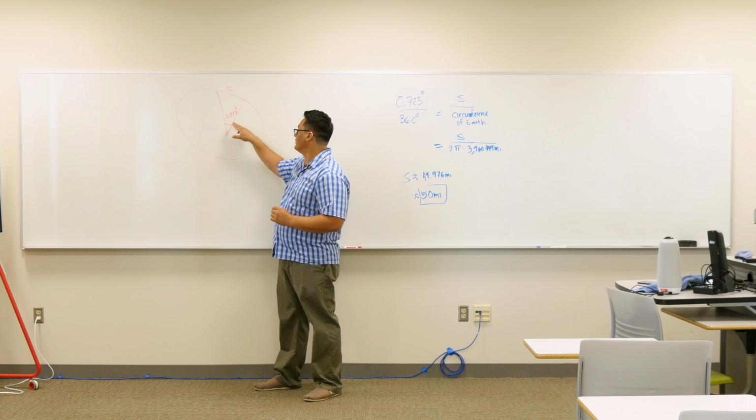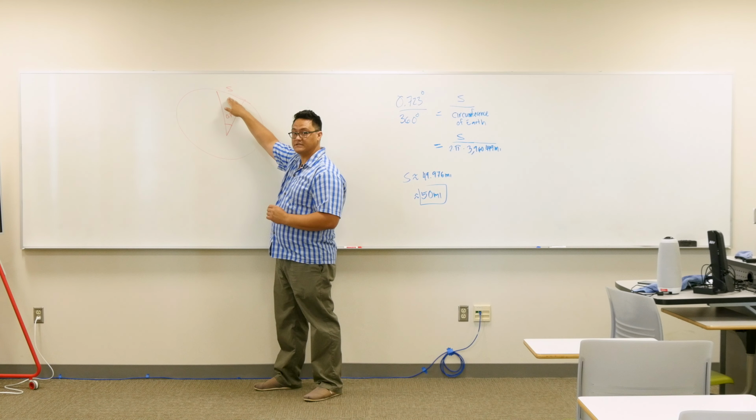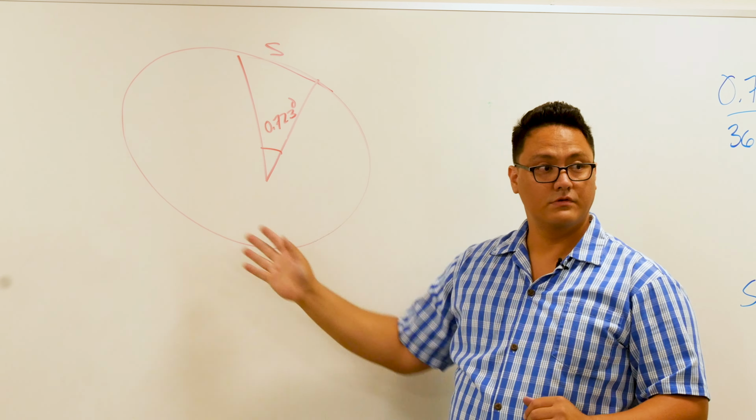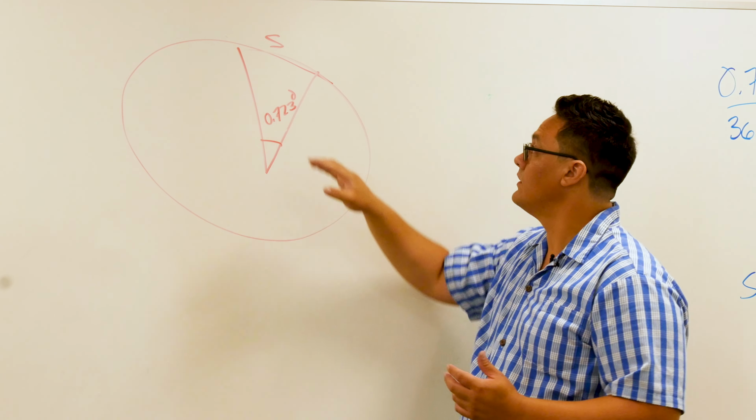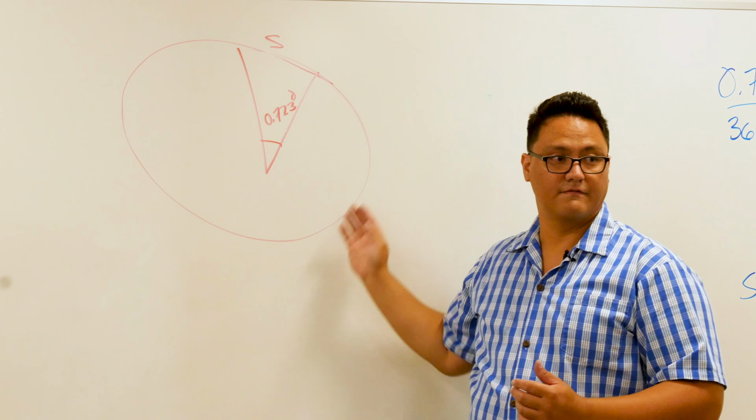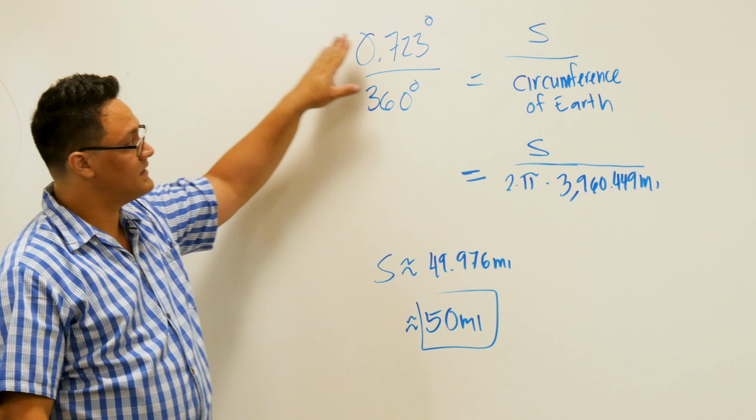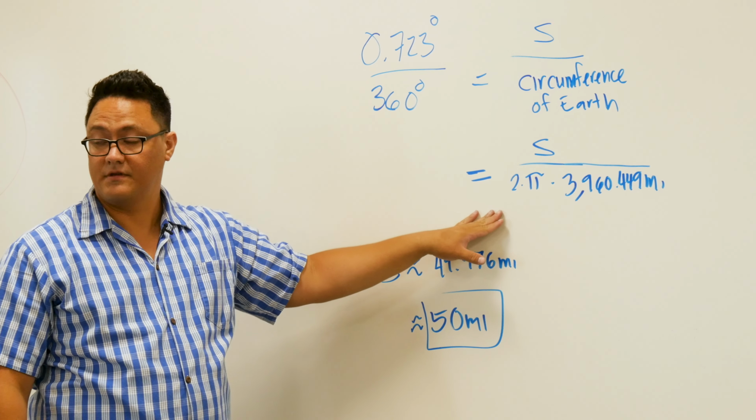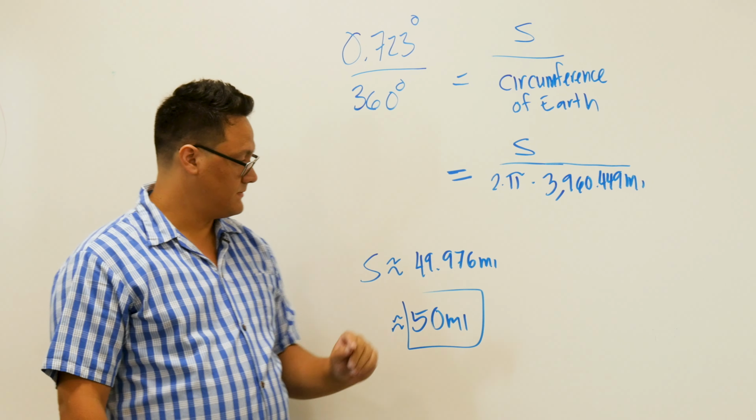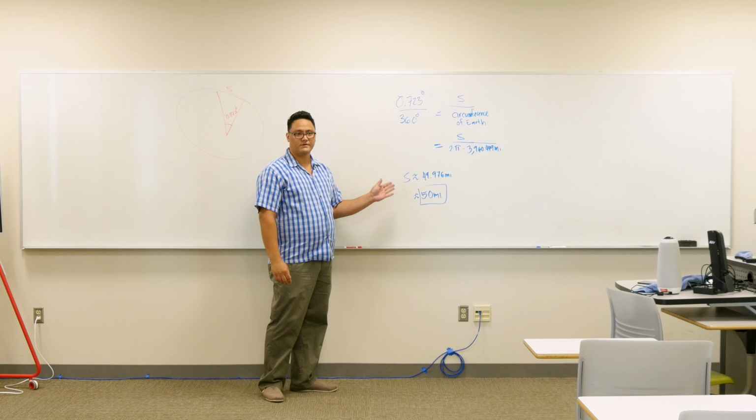So now that we know that the angle is 0.723 degrees, we can calculate how far it is. What is this distance along the Earth? The ratio of the angle to the full circle, which is 360, equals the ratio of this arc length S to the circumference of the Earth. So we have 0.723 over 360 is equal to S over the circumference of the Earth. If you recall, circumference is 2 pi times the radius. Here we're using miles. So we end up with the arc length being about 50 miles. That's when they'll first see land.